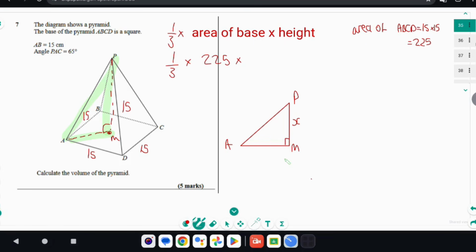What do we actually know from this information here? Oh, we know angle PAC is 65 degrees. I did not spot that before. So PAC is the same as the angle PAM anyway, so I can pop that on. And then AM is half of AC, so let's just find AC first of all. So we've got A, C, D. Let me just draw that more in the orientation that we have it already.